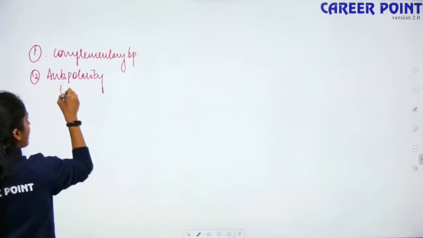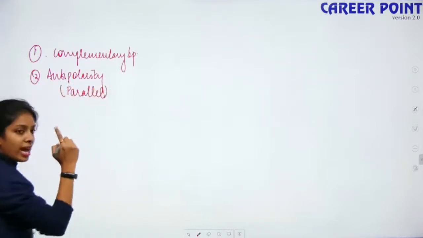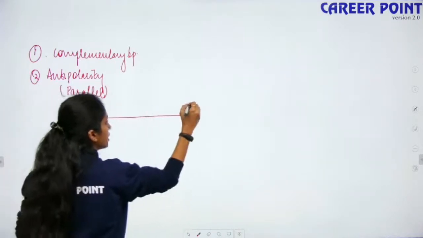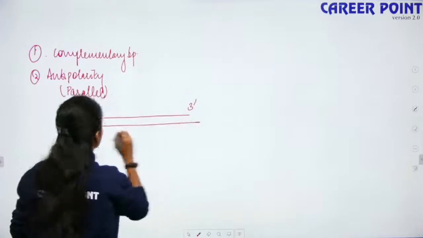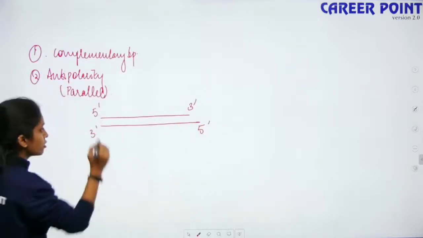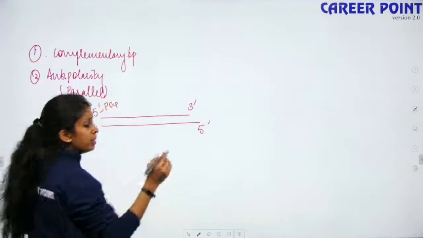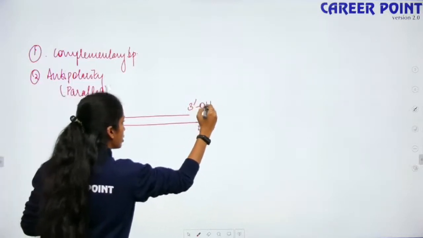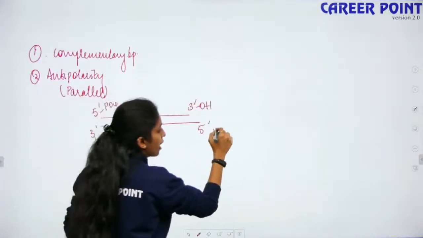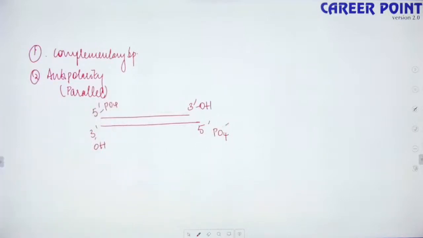So it is called anti-parallel polarity. So I left this word. So we have double helical DNA, right? So this is 5' to 3' and 3' to 5'. So the poles are opposite, right? So this means this has 5' phosphate, this has 3' OH. But here we have 3' OH and 5' phosphate. So this is known as anti-parallel polarity.